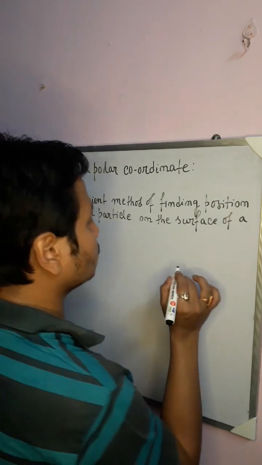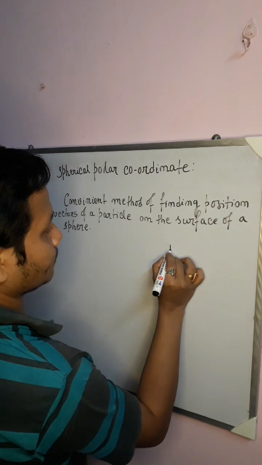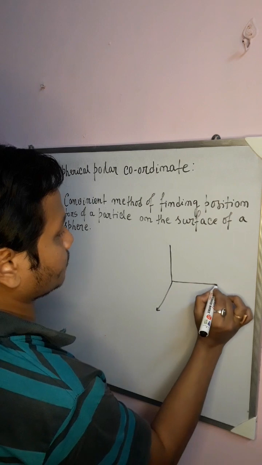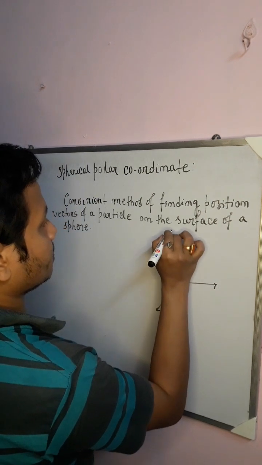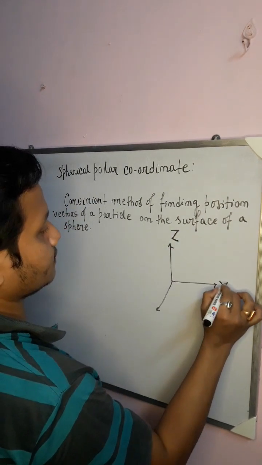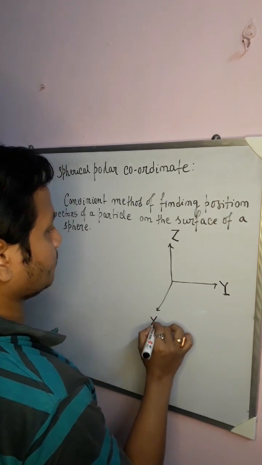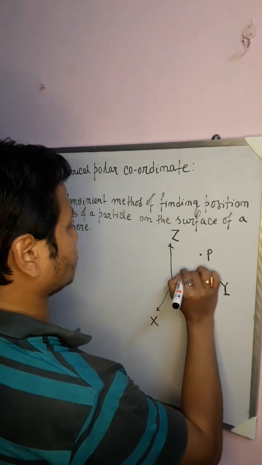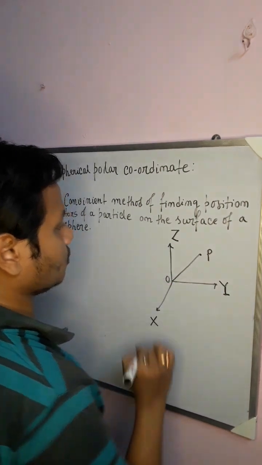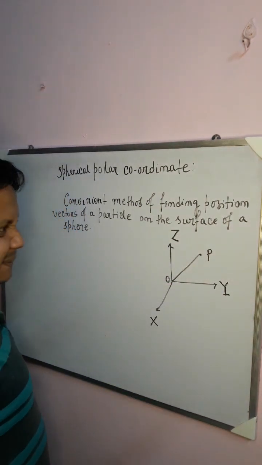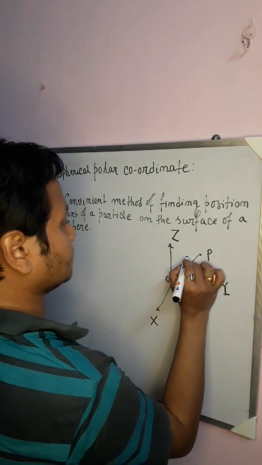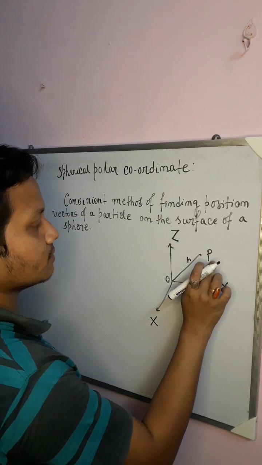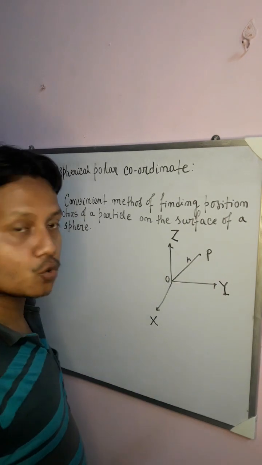So how can we represent it? At first we draw three axes. Take the vertical axis, this is z, this is y, and this is x. Suppose we take a particle at P, so this is the position vector of P with respect to O. Say this is R. So R is the position vector of the particle relative to O.